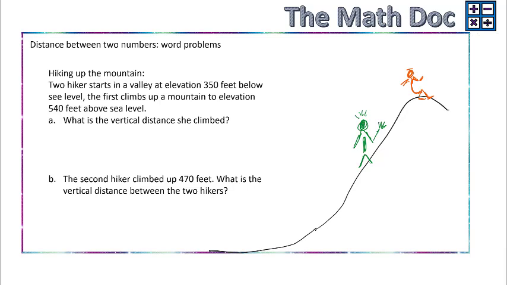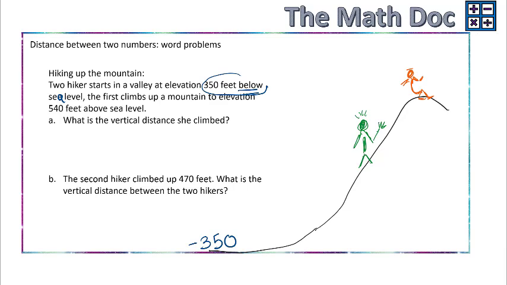And you can also be impressed with my incredible drawing skills here. So anyway, we have two hikers that start in a valley at elevation of 350 feet below sea level. So they start off right here at minus 350 feet, because again, they're below sea level. And that's misspelled here. That should be sea level.